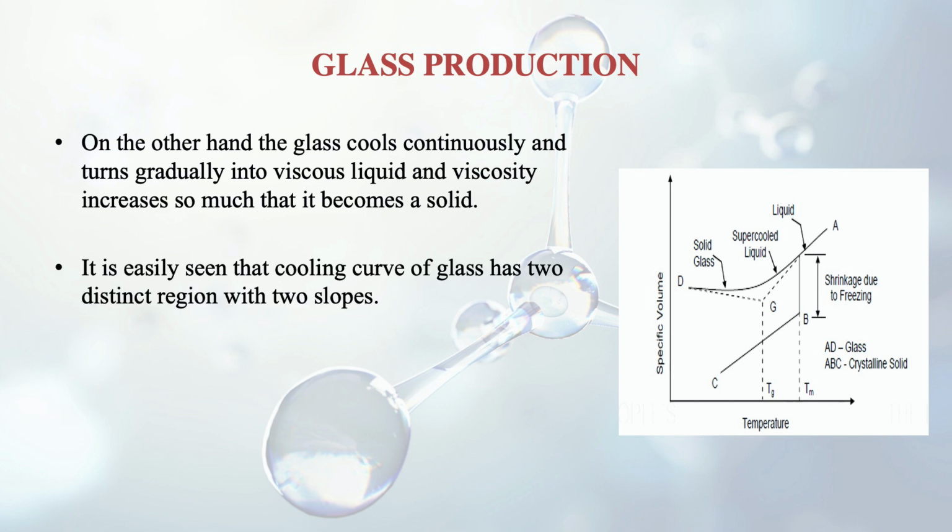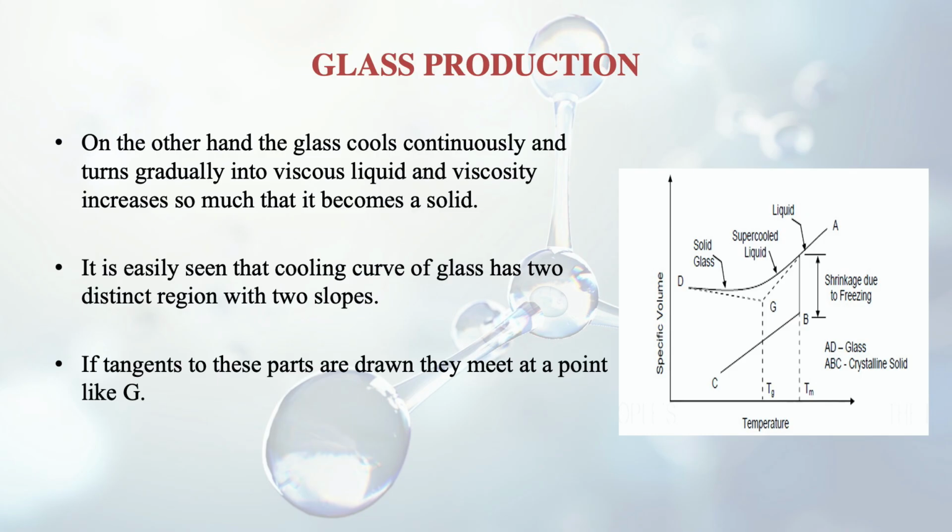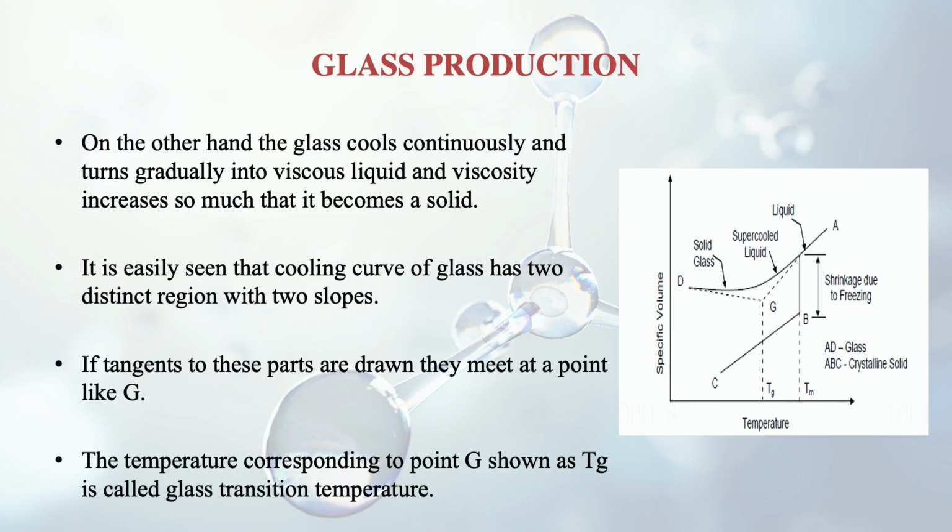So it is easily seen that the cooling curve of glass has two distinct regions with two slopes. You can see from the dotted curves, two tangents are there, one at the point D and the other one nearby A. So these are the two curves which have different slopes, but these two tangents are meeting together at a point called G. The temperature corresponding to the point G is shown as Tg and is called the glass transition temperature.